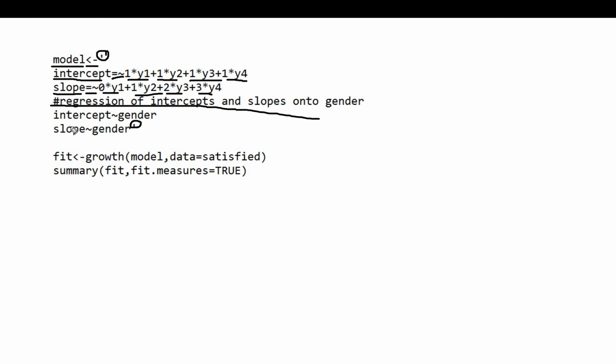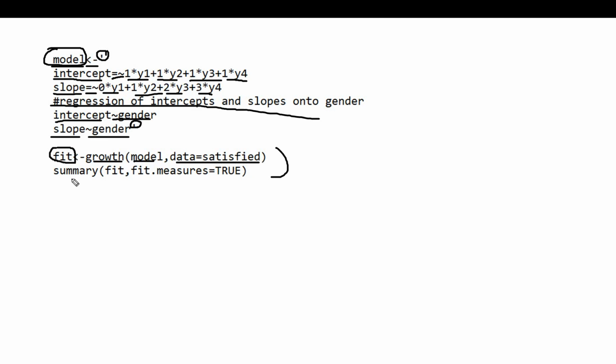This actually just helps me to keep things in order. So I have intercept followed by a tilde sign, then gender, and then slope followed by a tilde sign, and then gender. And then basically all of this is laid out very similarly as we had before. I named the fit object fit, followed by the arrow, and then growth, and inside the parenthesis model, which is a reference to the object containing the model information.